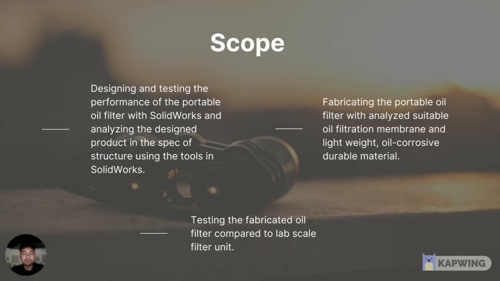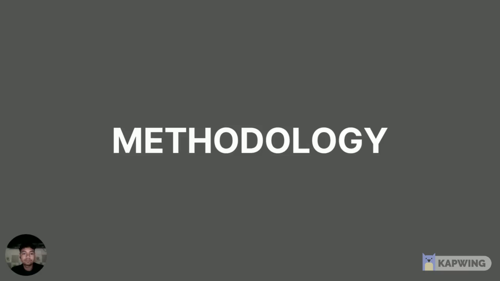And the scope of this project is designing and testing the performance of the portable oil filter with SolidWorks, and analyzing the design, product, and the spec of structure using the tools in SolidWorks. Fabricating the portable oil filter with analyzed suitable oil filtration membrane and lightweight, oil-corrosive, durable material. And lastly, testing the fabricated oil filter compared to a lab scale filter unit.